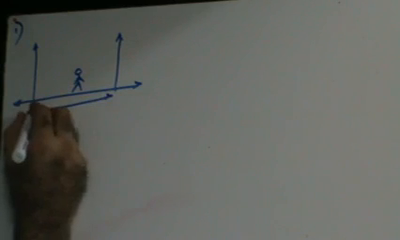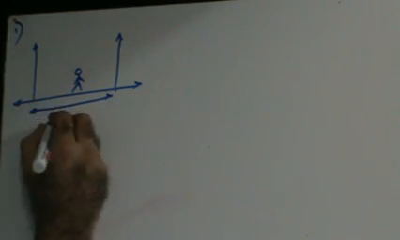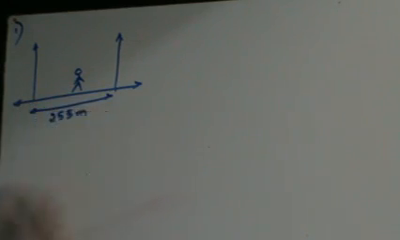If the distance between the buildings is 255 meters, find the velocity of sound in air.